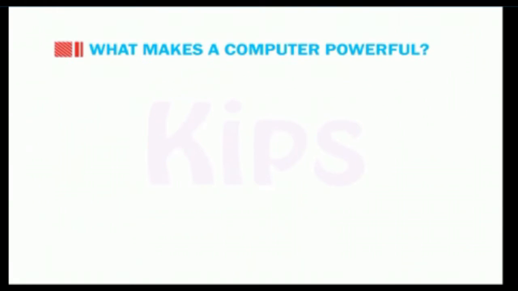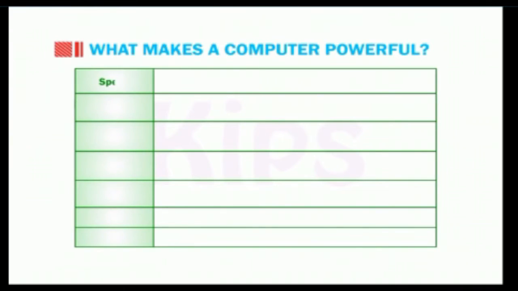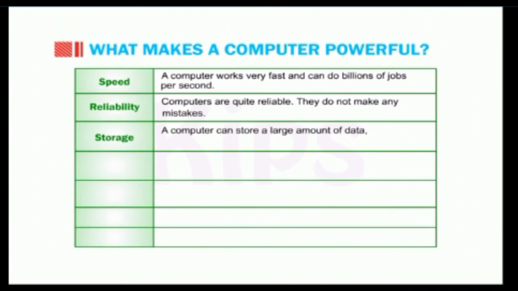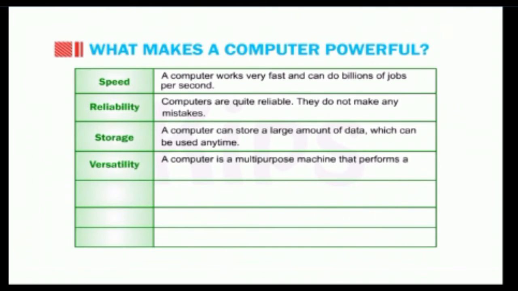Let me tell you what makes a computer powerful. Speed. A computer works very fast and can do a large number of calculations quickly. Reliability. Computers are quite reliable. They do not make any mistakes. Storage. A computer can store a large amount of data which can be used anytime. Versatility. A computer can perform a variety of tasks and is used in almost all fields.